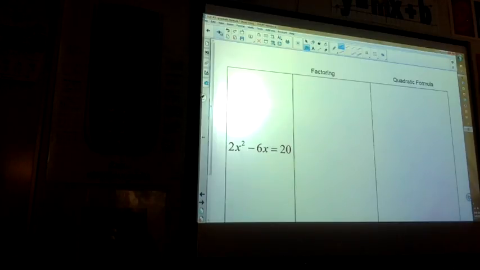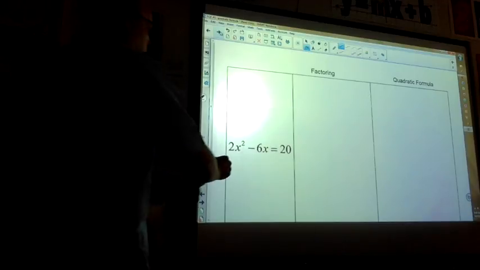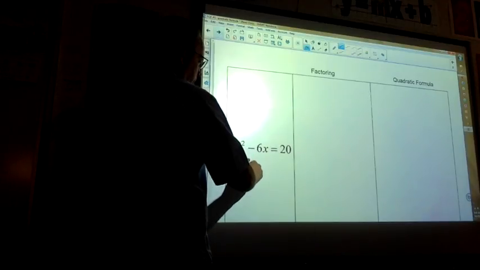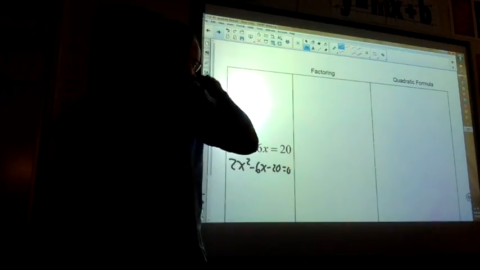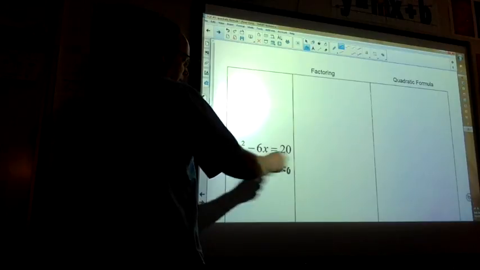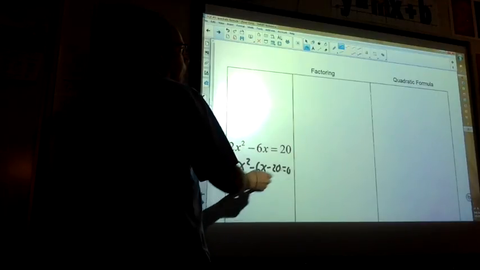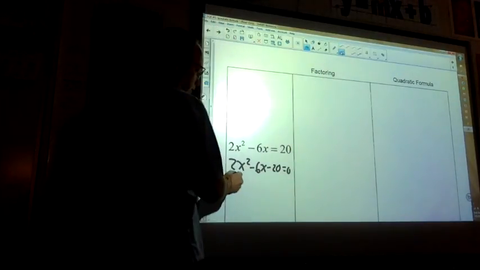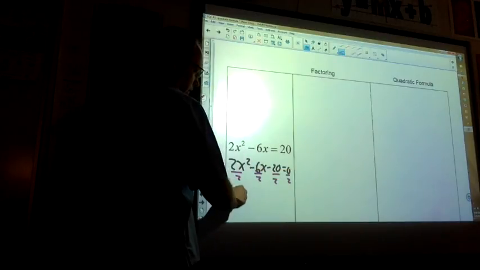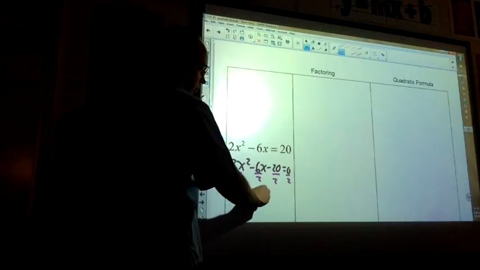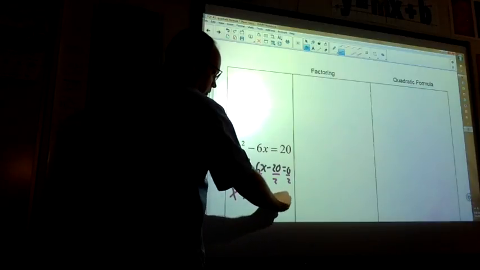It's not equal to 0. Subtract 20 from both sides. So 2x squared minus 6x minus 20 equals 0. What can I divide everything by? 2. X squared minus 3x minus 10 equals 0.